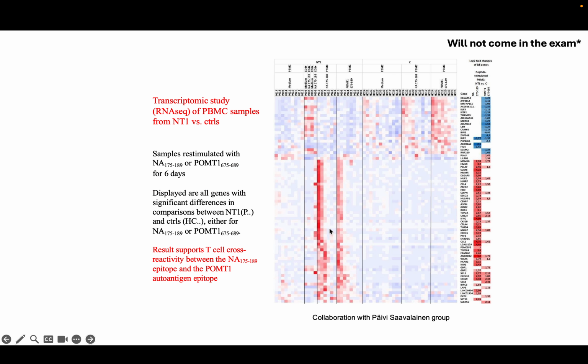So he took the T cells coming from NT1, the narcolepsy patients. And he gave them either the NA, the neuraminidase, which is the influenza protein, or POMT1, the protein found in the brain. So he gave the T cells either viral or self-protein coming from the brain, and did RNA sequencing on the T cells. And he saw that they got activated in the exact same way.